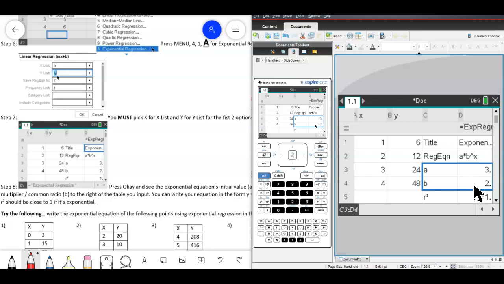Very quiet. All right, well, let's try it. Y equals, what's my A? 3. What's my B in parentheses? 2. And what do I put up here? X.